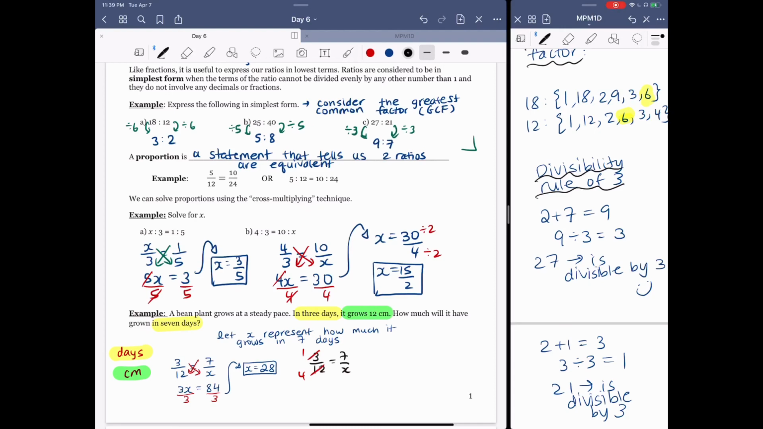So see how I made a mistake when I did it the first time in the blue writing? I should be able to make fewer mistakes if I'm able to reduce and then go on. So cross multiplying, I have 1 times x and 7 times 4. And so 1 times x is x, 7 times 4 is 28. So notice that both ways work.